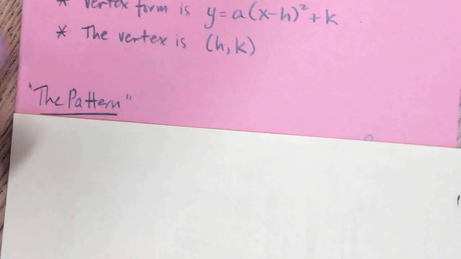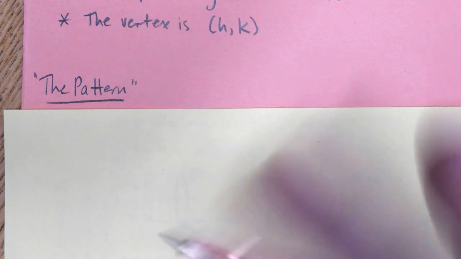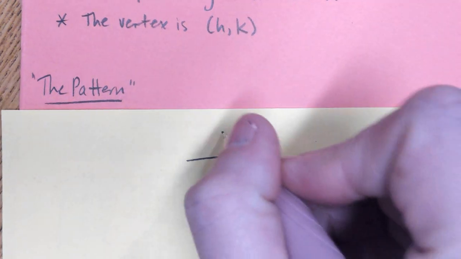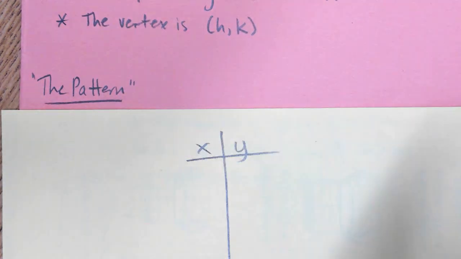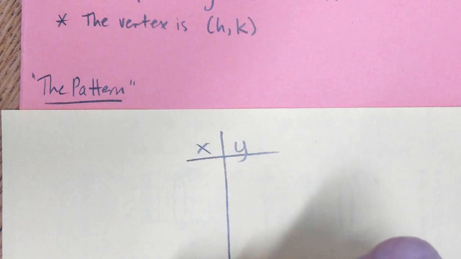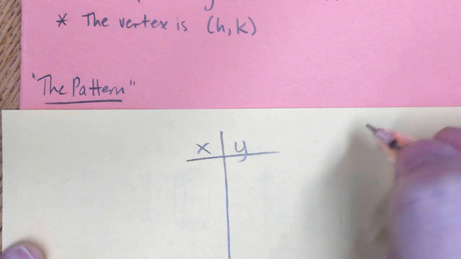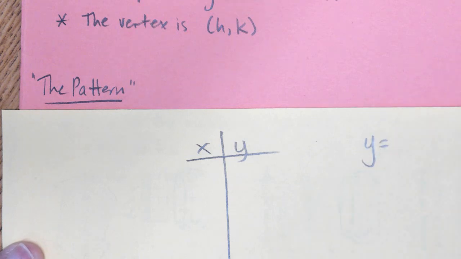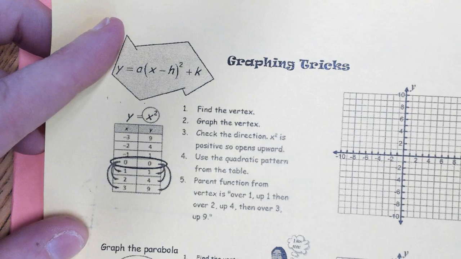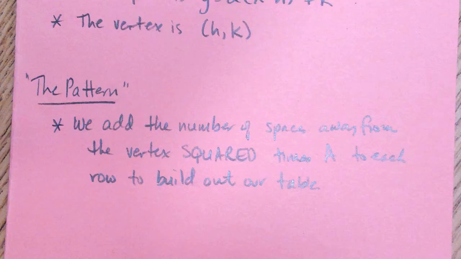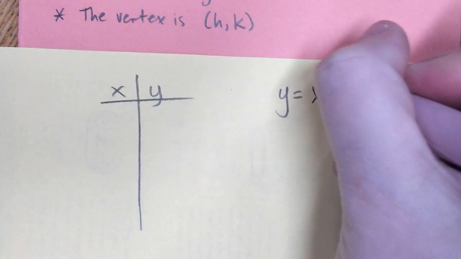Now, the pattern. The pattern for quadratics is different, okay? So if I have a pattern for quadratics, first of all, I start at the vertex. Whatever the vertex is, I always put the vertex in the middle of my table. So let's look at the first one on your paper. Y equals x squared.